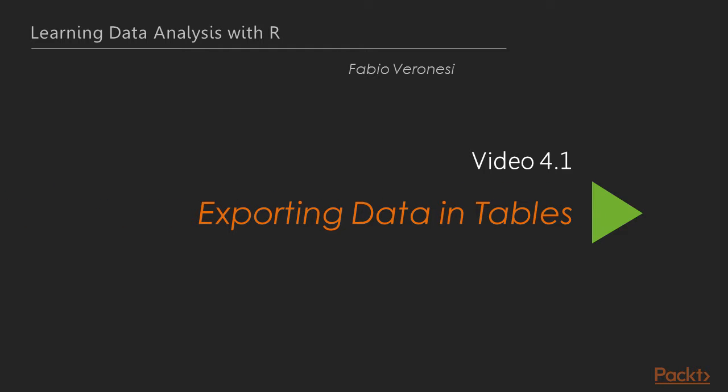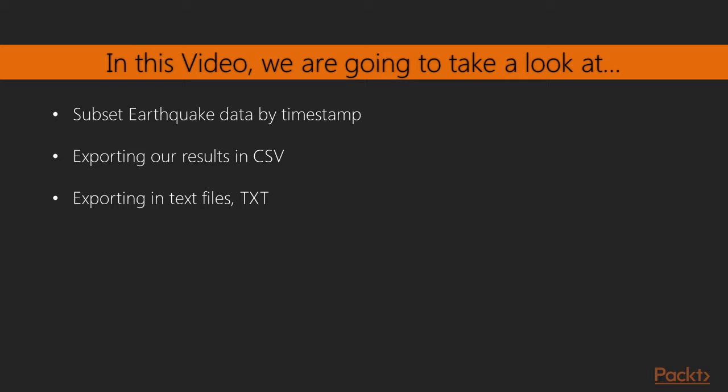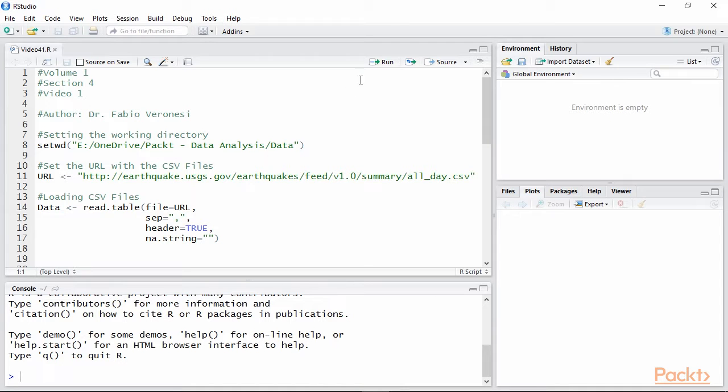Welcome to the video on exporting data in tables. In this video we're going to look at how to export them in various formats. We will start with exporting data frames into CSV or text files. Open Activity 4.1 in RStudio.